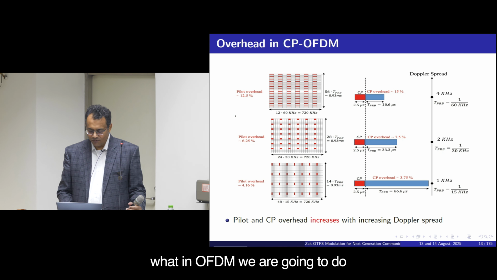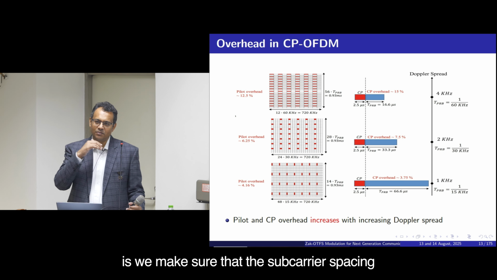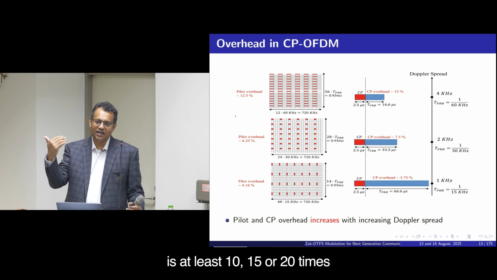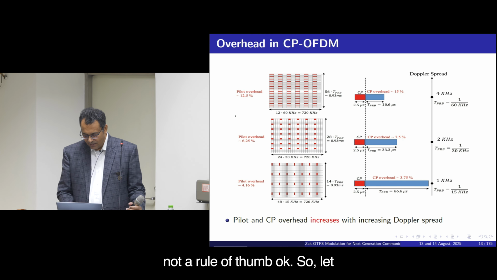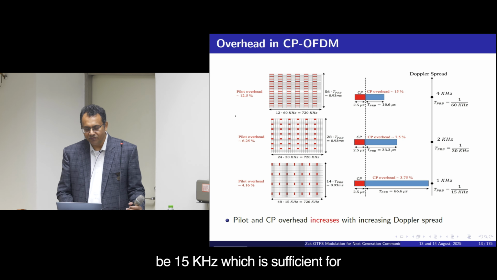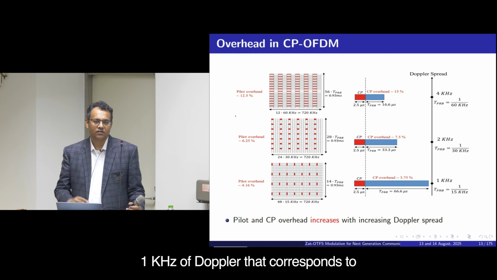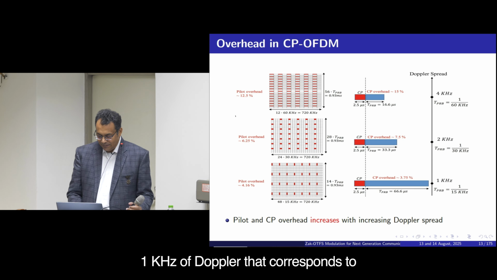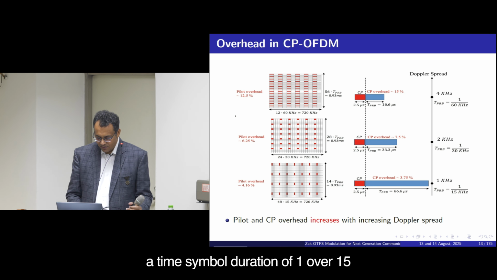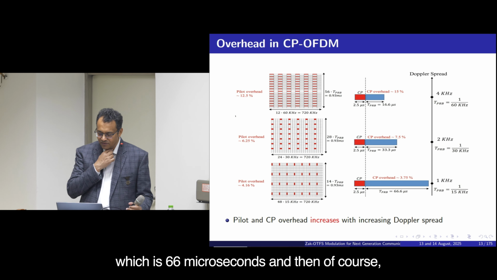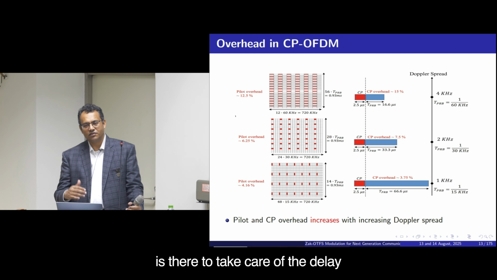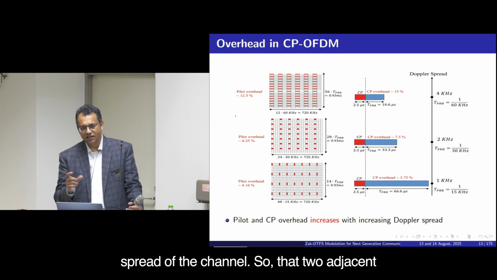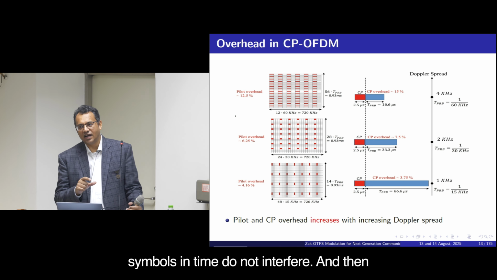So in OFDM, we make sure that the subcarrier spacing is at least 10, 15 or 20 times more than your Doppler spread, as a rule of thumb. Let us say I choose my subcarrier spacing to be 15 kilohertz, which is sufficient for 1 kilohertz of Doppler. That corresponds to a time symbol duration of 1 over 15 kilohertz, which is 66 microseconds. And then of course, you add a cyclic prefix. The cyclic prefix is there to take care of the delay spread of the channel, so that two adjacent symbols in time do not interfere.